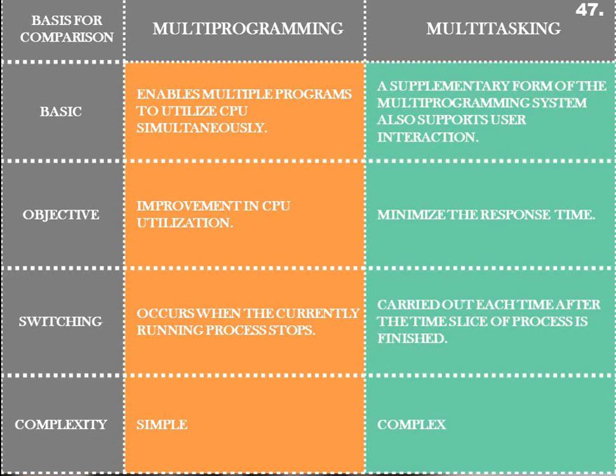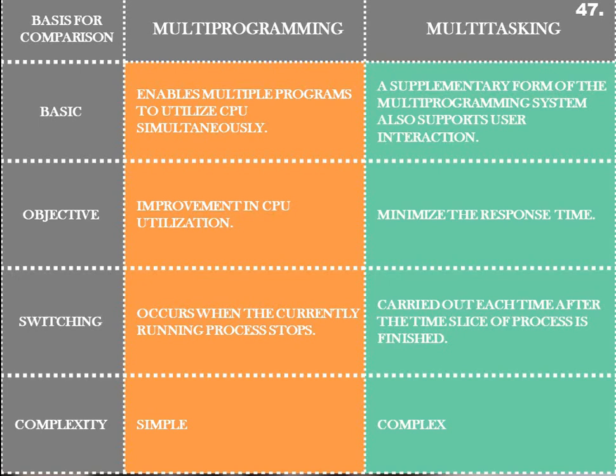While in multitasking, a supplementary form of multiprogramming is multitasking. In multitasking, the system actually supports user interaction. It supports the CPU executing multiple programs at the same time. In multiprogramming, multiple programs can get loaded into the RAM at the same time, while in multitasking, multiple tasks can be executed by the CPU at the same time. It's an illusion, but we can say at the same time.